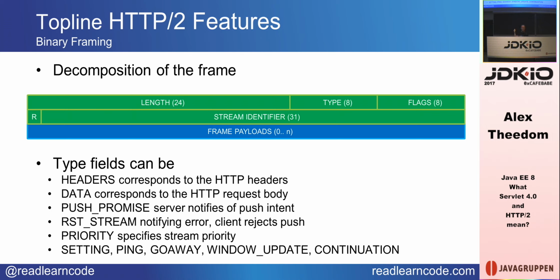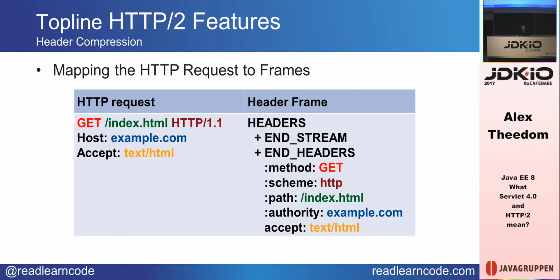And there are various other frame types, such as priority. This relates to stream priority, and this gives the server or the client an opportunity to allocate a certain number of resources to deal with that particular request. And there are various other configurations, setting, ping, go away, and various other things which I won't go into right now.